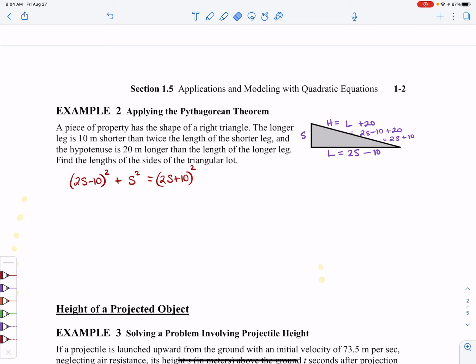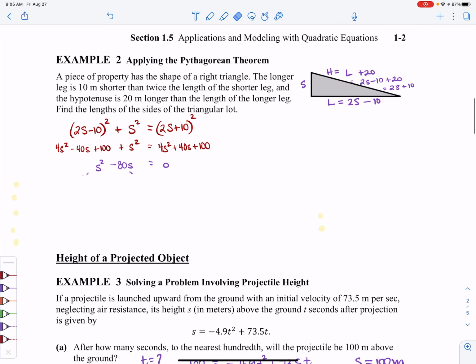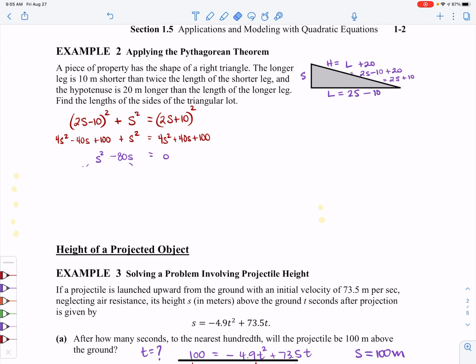I'm going to go ahead and FOIL out the first term and the last term. And this is what it's going to look like after it's been FOILed out. And now I'm ready to combine my like terms. And so when I combine all of my like terms, I'll have S squared minus 80S is equal to 0. GCF is the easiest method to use here. So I'm going to factor out an S. And then I can set up my mini equations so that S equals 0 or S minus 80 equals 0. S equals 0 is already solved. Let's go ahead and solve the other mini equation. And that's going to be S is equal to 80 meters.